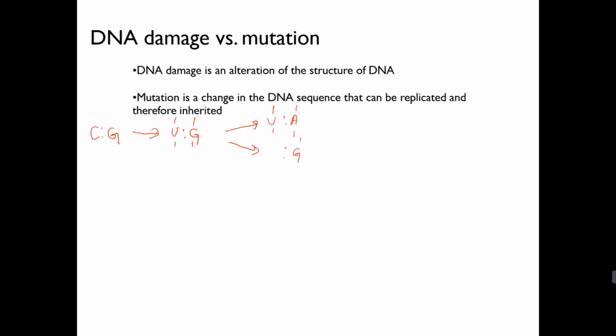Obviously, because we have a normal G, we're going to get a C inserted here, right? So that's fine. It's propagating its information as it normally should. So this one's okay. However, this one up here is not fine, because now we've actually introduced a sequence change.